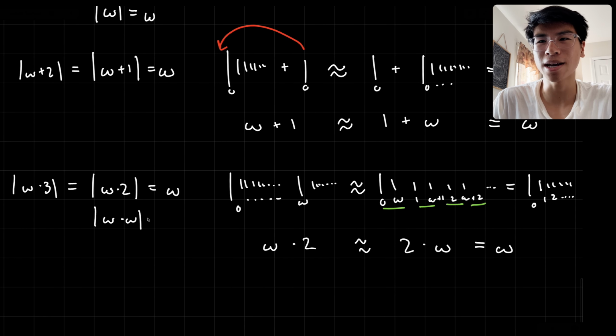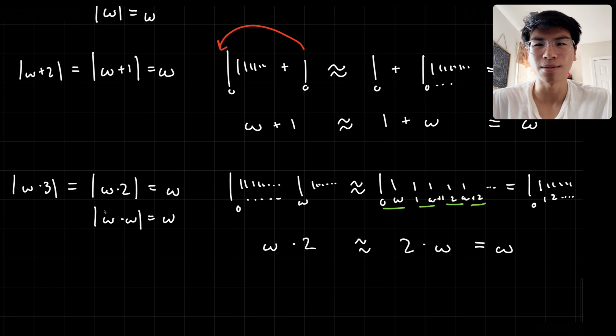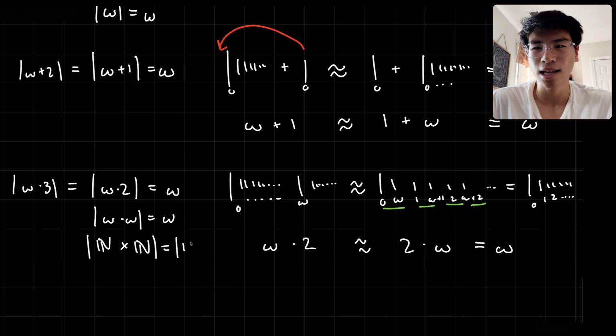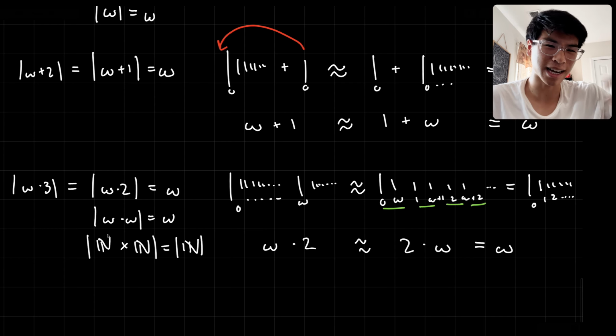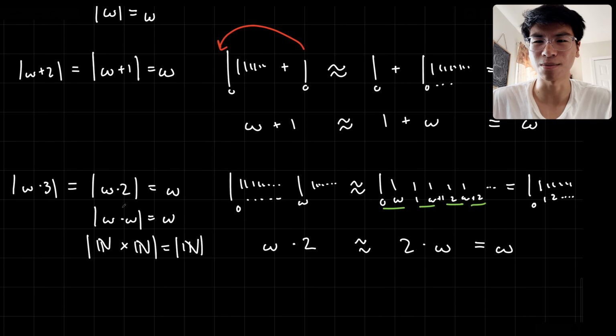Even something like omega times omega has cardinality omega. If you recall our discussion from the last video, the naturals crossed with the naturals has the same cardinality as the naturals. We use the same argument: basically, the naturals are like omega, so omega times omega has the same cardinality as omega.